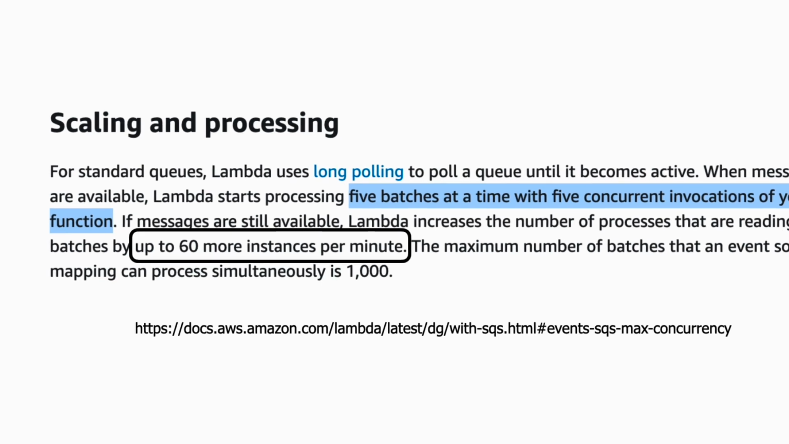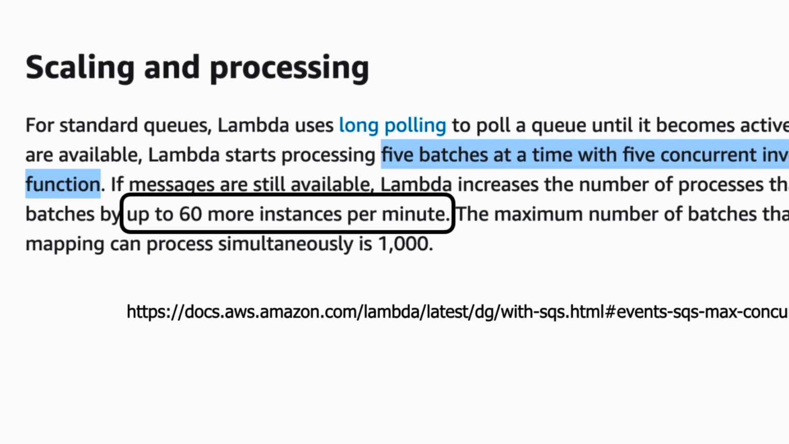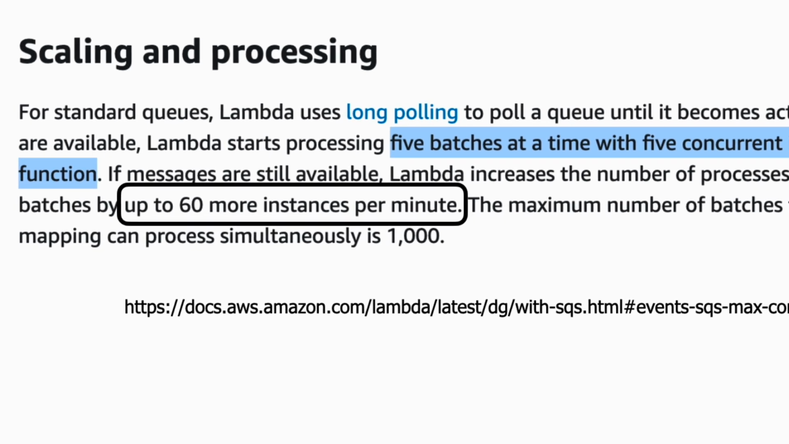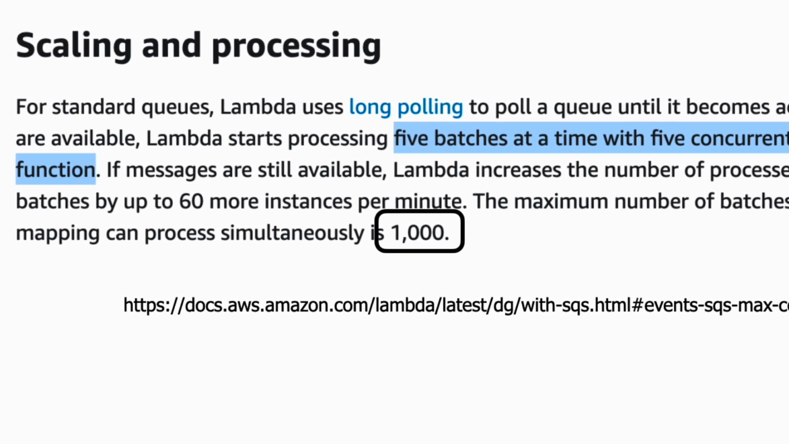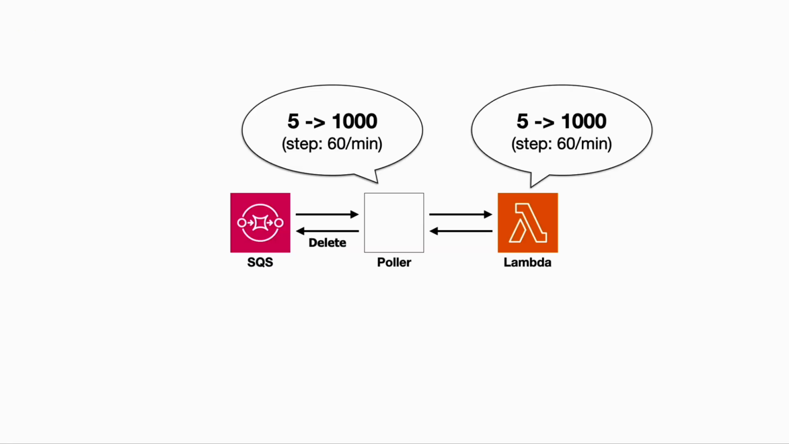And based on the number of messages in the backlog, the Lambda service will scale the number of pollers up to 60 instances per minute, up to a maximum concurrency of 1,000. And each poller is going to invoke your function independently. So there's a one-to-one mapping between the number of pollers and the number of concurrent invocations you can have.